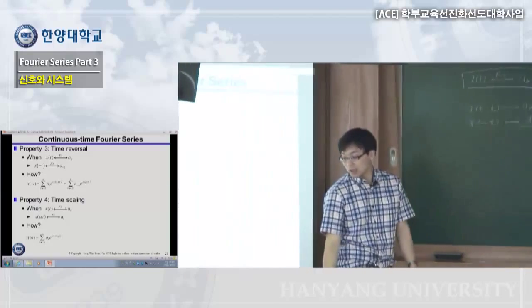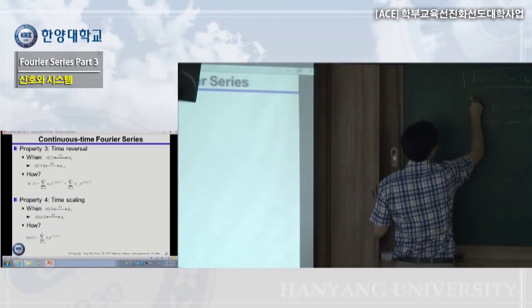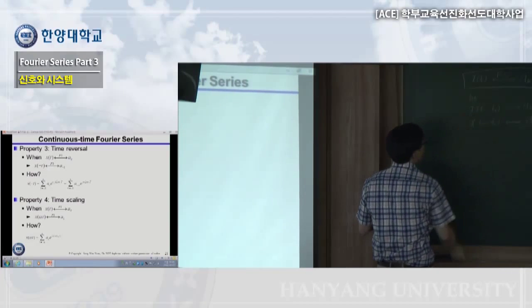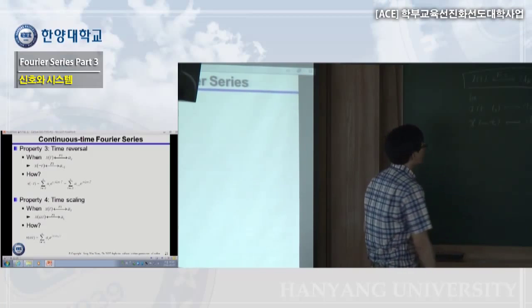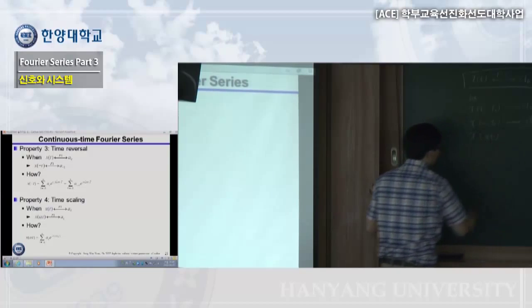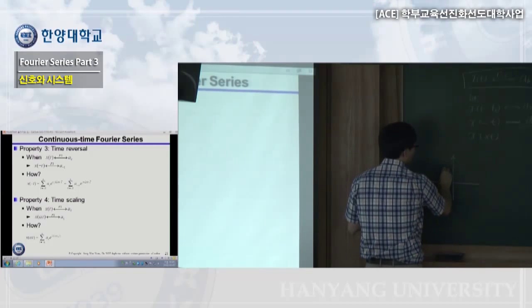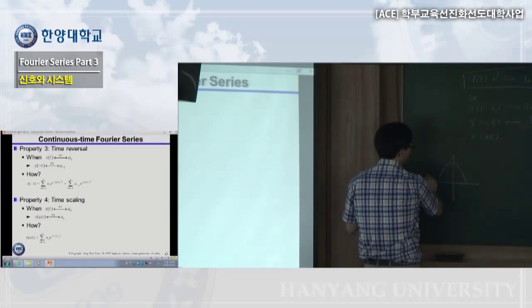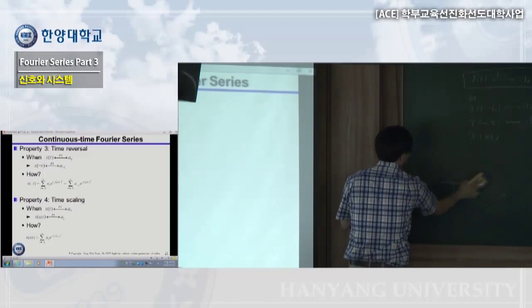Topic number 4, time scaling. So we started with linearity. We talked about the shift by time. We talked about time reversal. Now what? We talk about time scaling. Scaling means that we scale by time. Say we have an original signal, we scale it by time. That's how things are going.